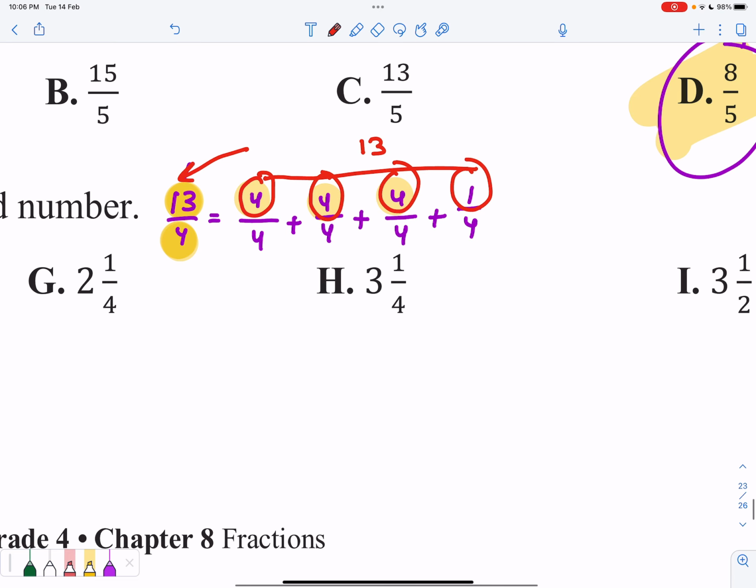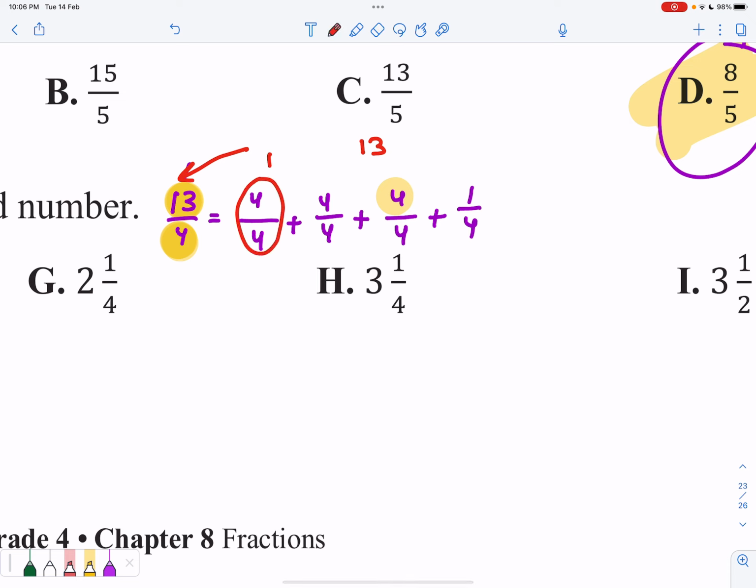Now let's see, what do we have? I have 4 over 4, 3 times, right? So all of that equals 1, right? Yes, because when you have the same number up and down, that is equal to 1. So this is a 1. This is another 1. This is also another 1. And here you have just a fraction, 1 over 4.